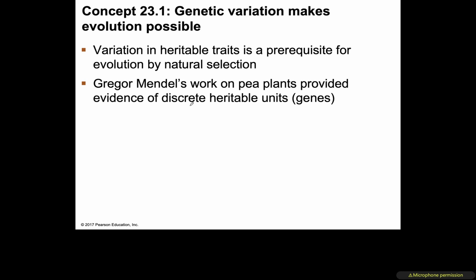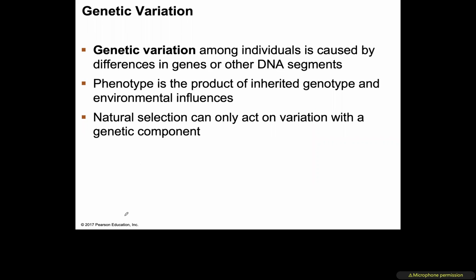And they're discrete because he didn't really know what they were. He had no clue. We now know what they are, and we know that they are called genes. So in this genetic variation, genetic variation is going to be different, hopefully, among individuals, obviously. Among individuals, it's going to be caused by different genes or DNA segments. This is a good thing, okay?